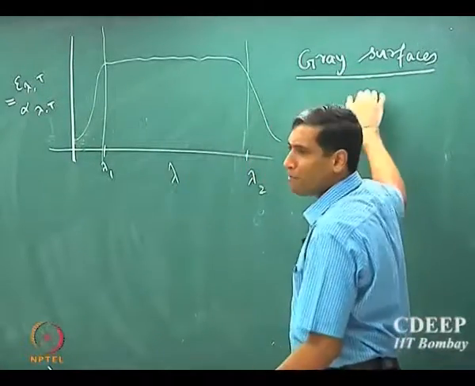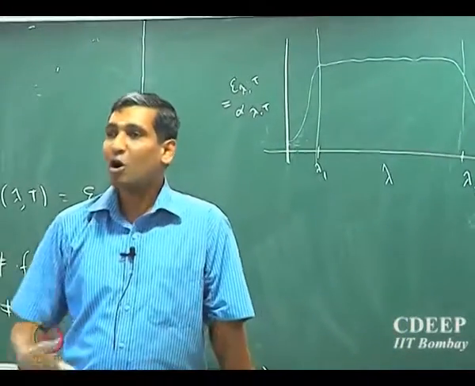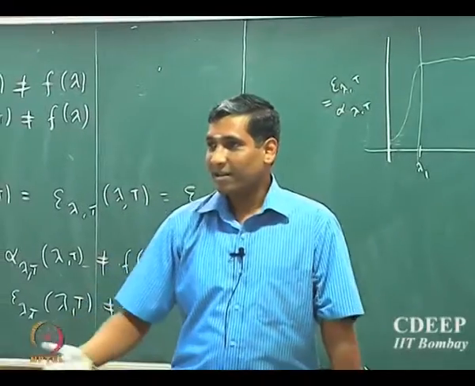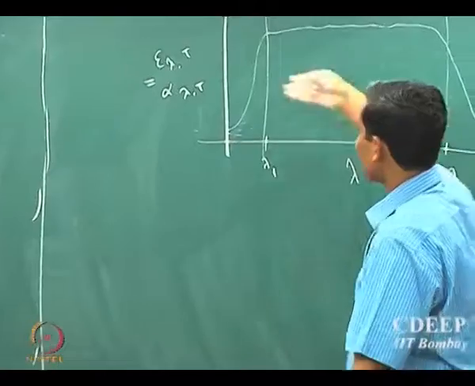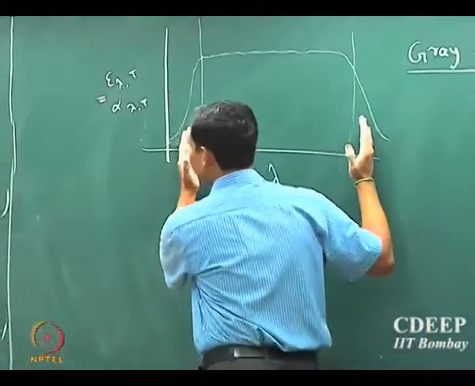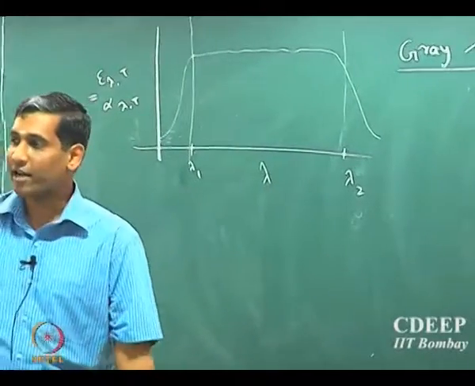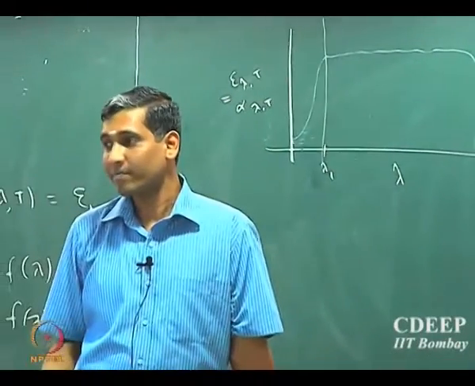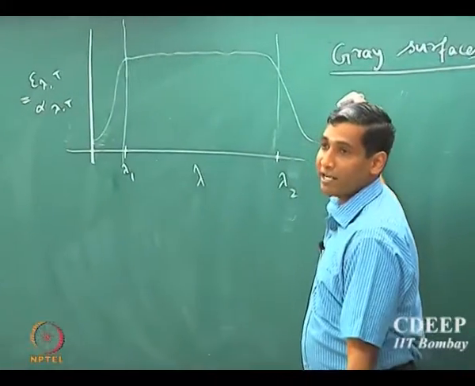The name probably stems from the idea of a black body. A black body emits at all wavelengths and absorbs at all wavelengths, whereas gray surfaces have a special property where there is a specific wavelength range at which they absorb all irradiation and emit all irradiation. That's what the name gray stems from.